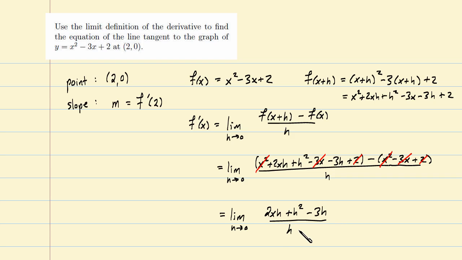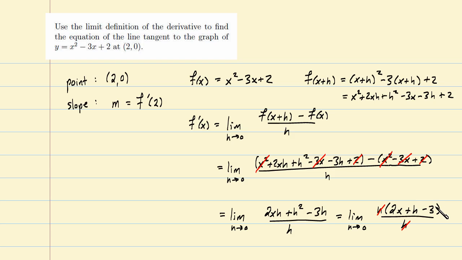And again, we're hoping this h cancels off with a factor of h in the numerator, and sure enough, notice all of these terms have an h on them, so we can factor that out. So we have the limit as h goes to 0 of h times (2x plus a single h minus 3), all of that over h, and now we can cancel our h's.